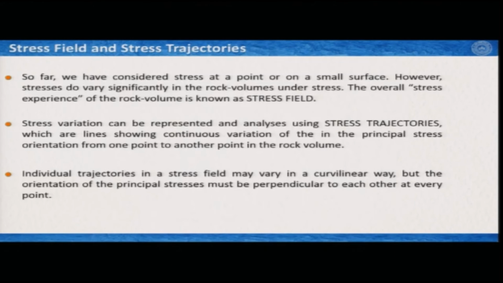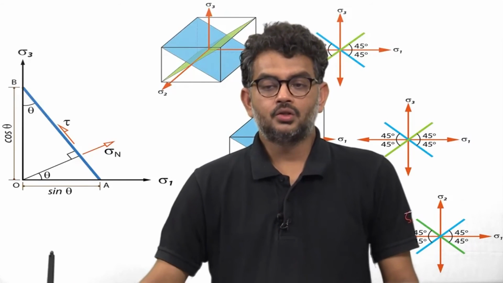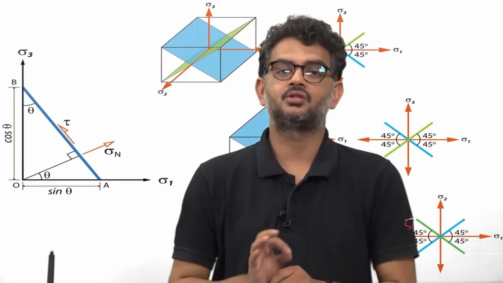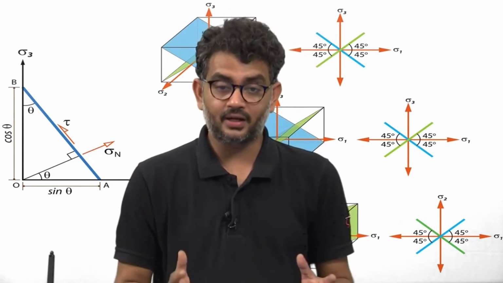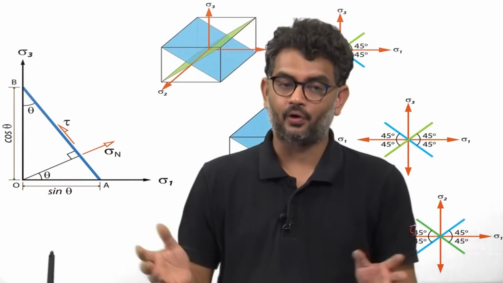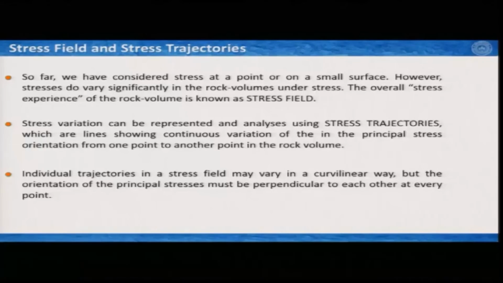Now, there is also one point that we would like to learn at this stage, that we have considered so far stress at a point or stress on a surface, but you consider a lithospheric scale or a few kilometers or few 100 kilometers. So, we have to visualize that stress at each and every point is not constant. So, they do vary significantly in the rock volumes under stress. So, the overall stress consideration from each and every point we generally call it as stress field, and in this stress field the stresses do vary from one point to another point.